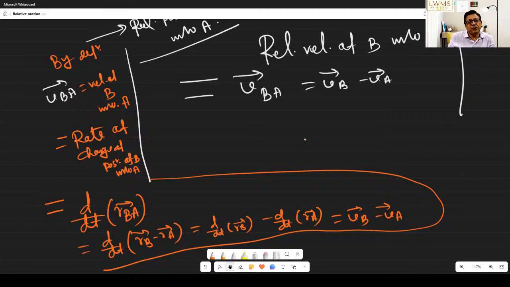It is the rate of change of position of B with respect to A. That is VBA. VAB similarly, you can derive also. It is VA minus VB. But this time you should keep in your mind this calculation will be vectorial. Vectorially, this calculation should be done vectorially. Scalarly, if you do, it will be wrong. I'll show you why and how to apply.